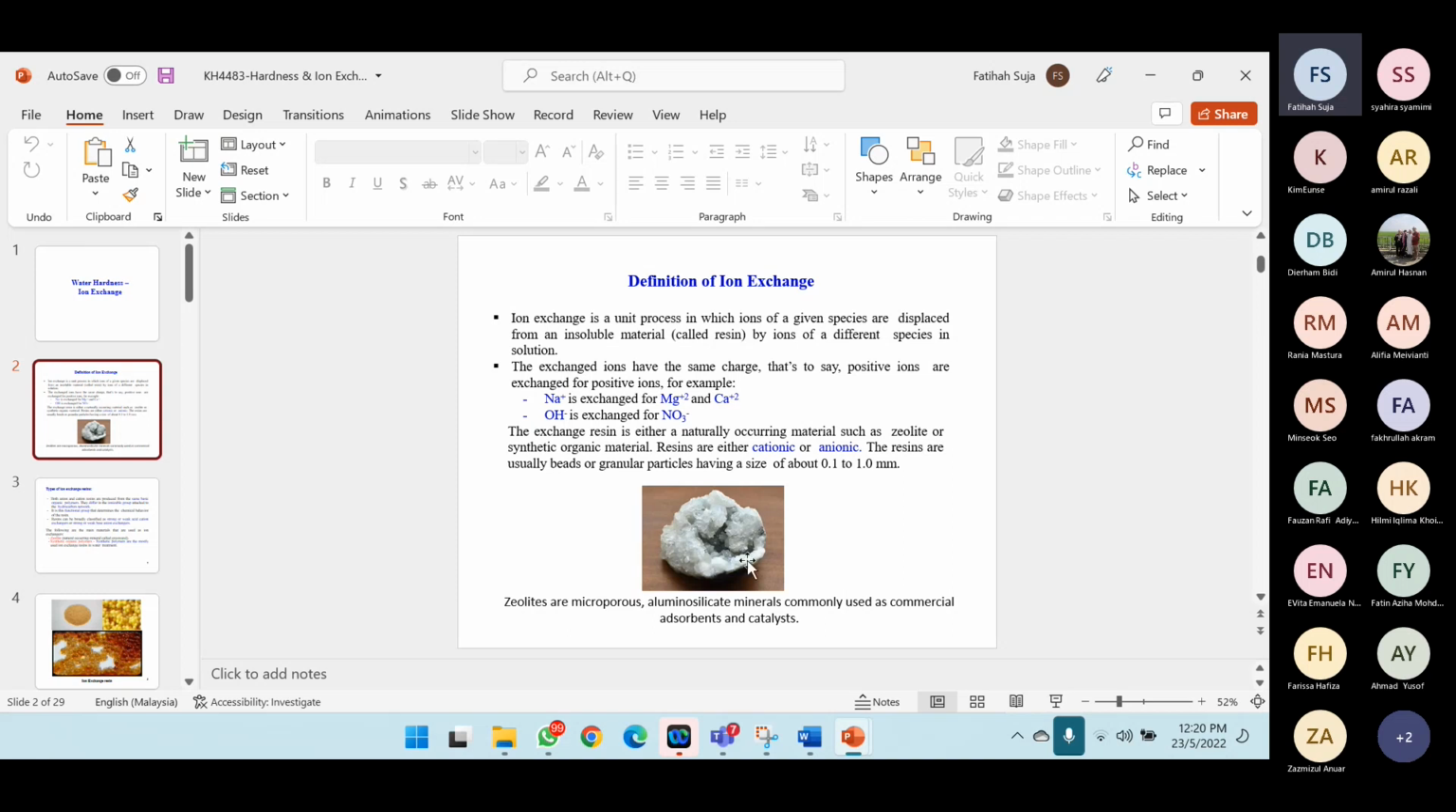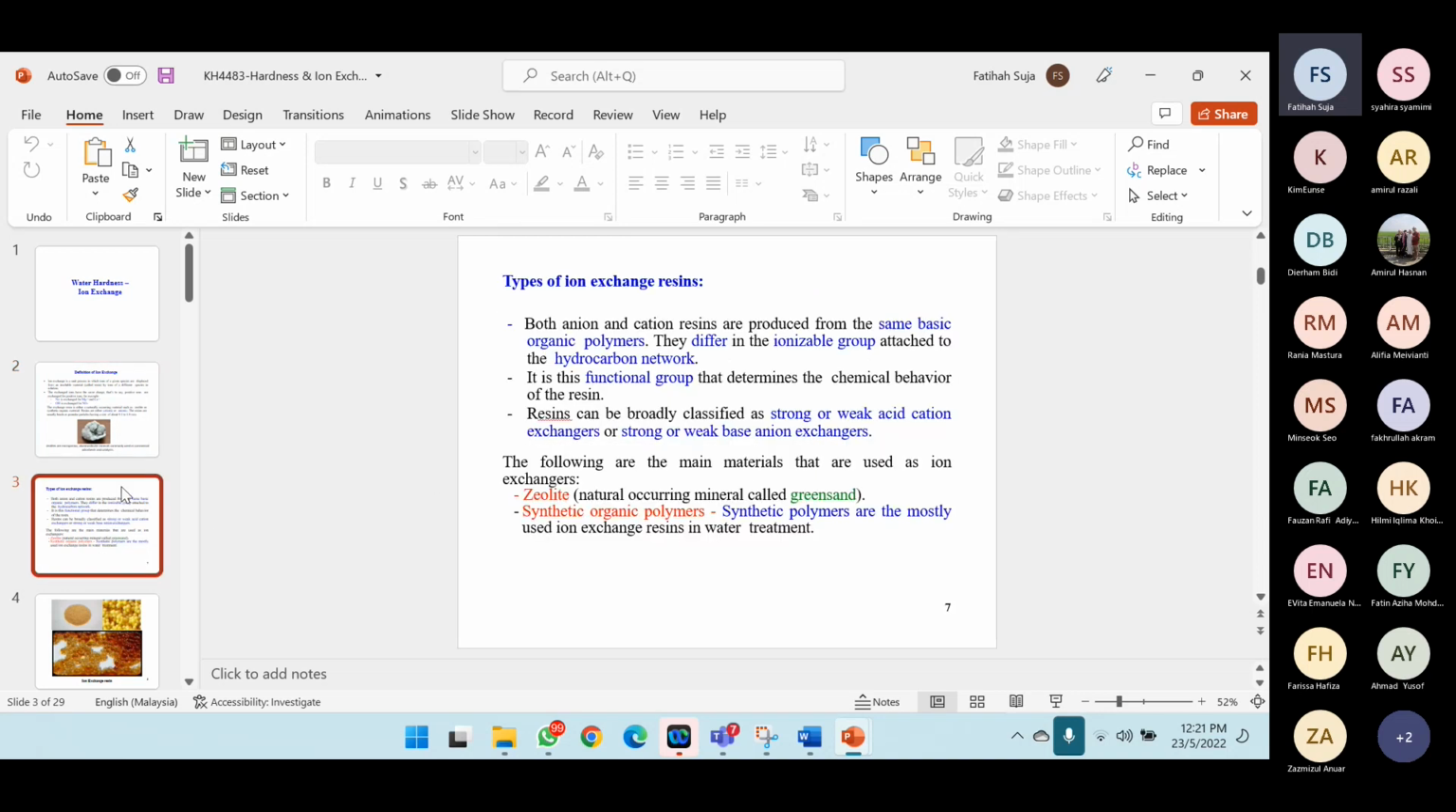Okay, so this is zeolites. Zeolites usually is a naturally occurring material. They are microporous aluminosilicate minerals. So you also use zeolite as adsorbents and catalysts. But usually in your ion exchange process, you use more synthetic organic material. So this is naturally occurring material, and you can also use synthetic organic material.